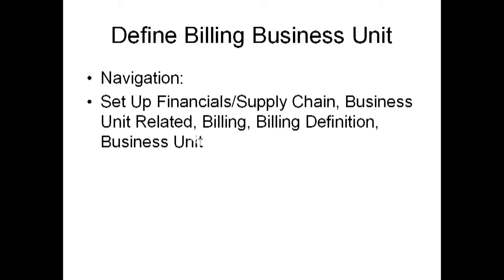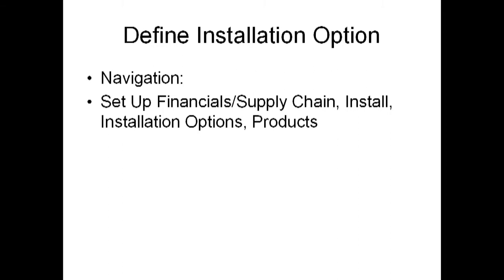The next one is define billing business unit. We go to the navigation that is provided here, and then go to each attribute that is relevant to billing. We'll go over the page. Next is define installation options. As with the other modules, billing also has installation option fields that we'll go over and discuss.